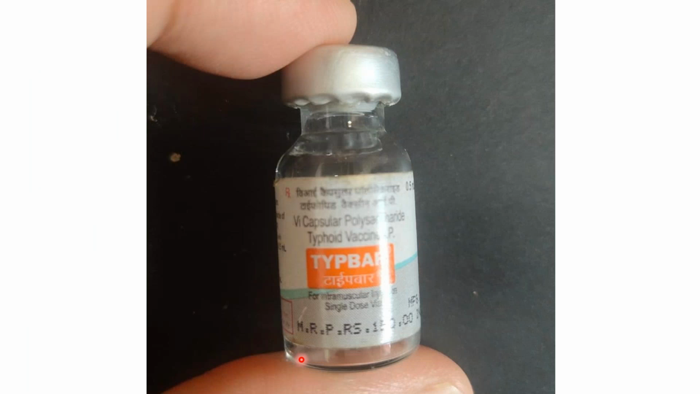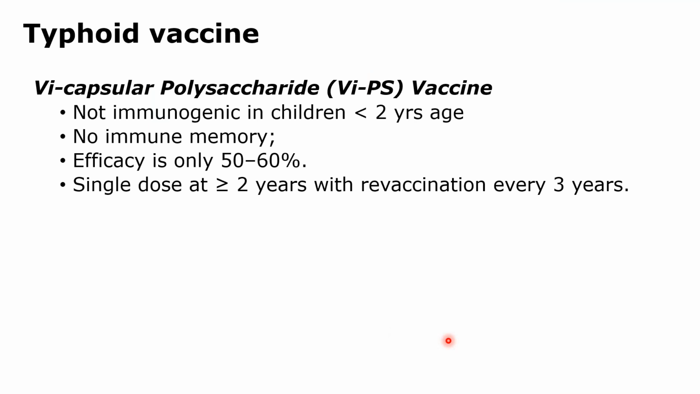Okay. Now, which vaccine is this? So this you can see is a vaccine called TypeBar. So this is a Vi capsular polysaccharide typhoid vaccine. Okay. So this is for intramuscular injection.